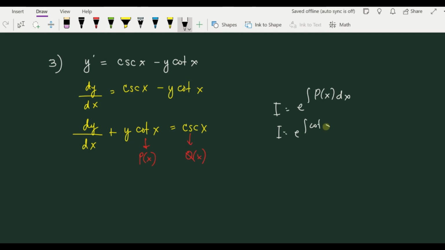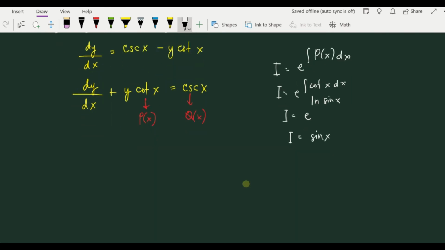So, cotangent x dx. And then, that will be equal to ang integral ng cotangent x, kung titingnan mo yung table of integrals, ang integral ng cotangent x ay ln sin x rather. ln sin x. So, therefore, ang I natin is equal to, cancel yung ln and e, so sin x. So, ito ang ating integrating factor.